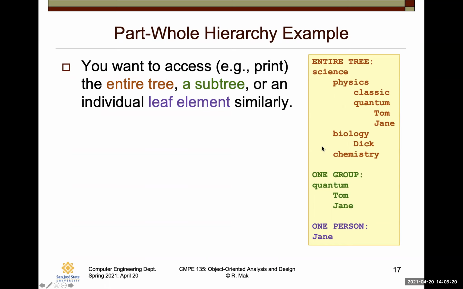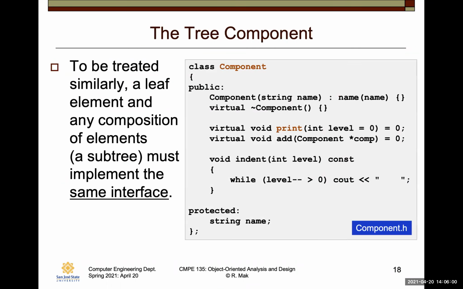Now, green here is a subtree. We're only looking at quantum. And purple here is a single node, a leaf element. So we're just looking at Jane. So here we have the entire tree, a subtree or one group, and we have a single node or one person here. Now the idea, again, with this design pattern is that we should be able to treat an entire tree the same way as we would treat a subtree, the same way as we would treat a single node. That's the composite design pattern.